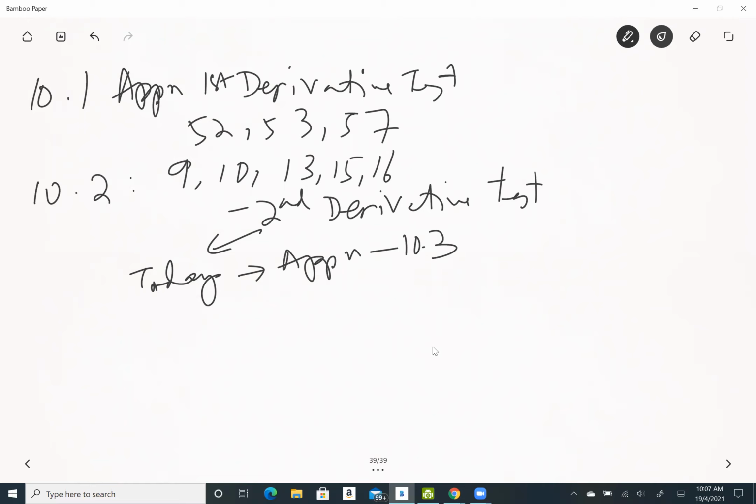Okay, so after that, we're done with the chapter. The application is 10.3. Good. All right, now, what is the second derivative test? Like I said earlier, by using the second derivative test, we can determine whether the function has a maximum or minimum.